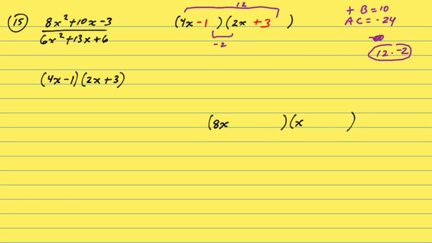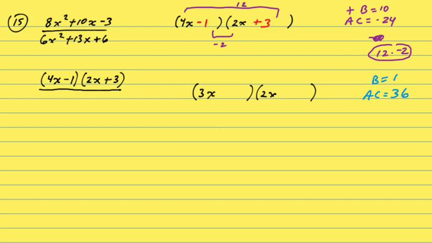I always check if last times last equals last or not. And it does. So in this one, I have 6x squared. So that's probably going to be 3x times 2x. For this one, what's a times c? On the bottom, 6 times 6 is 36. What's b? 13. So I want factors of 36 that add to 13, namely 9 and 4. 3 goes into the 9 and 2 goes into the 4.